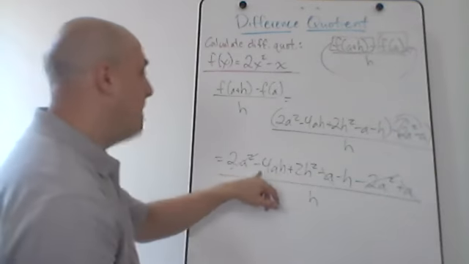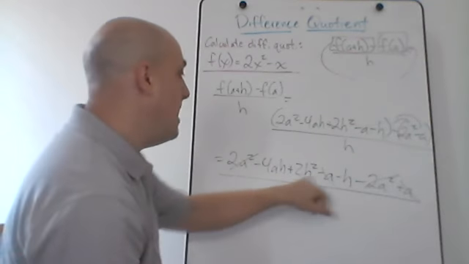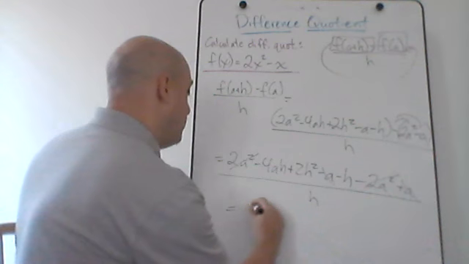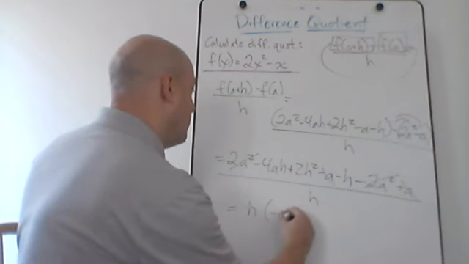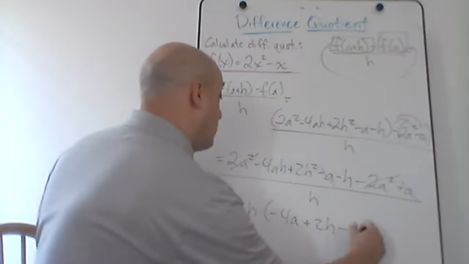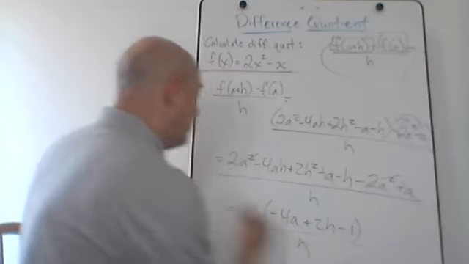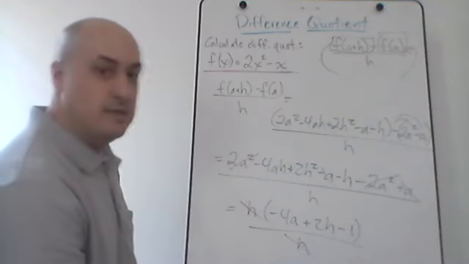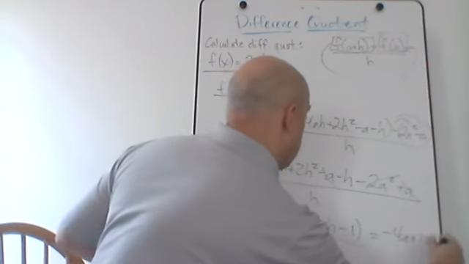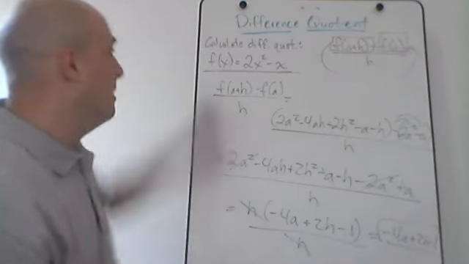And what I'm left with is minus 4ah plus 2h squared minus h. Those all have a common factor of h. So I can factor out that h, which leaves me with minus 4a plus 2h minus 1 all over h, and then the h cancels out the h in the denominator, and I get my difference quotient of negative 4a plus 2h minus 1. And that's my difference quotient for this function.